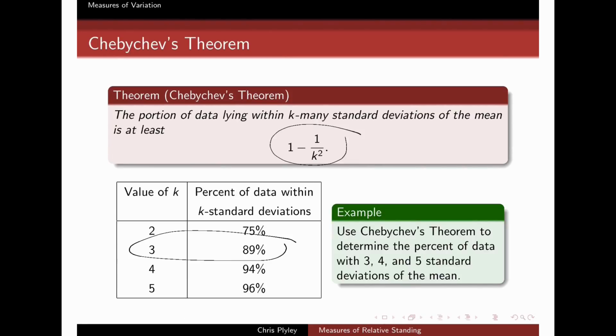I can go ahead and extend this to other percents too. If I plug in 3, 4, or 5, for example, Chebyshev will tell me that there's always 89% of my data within 3 standard deviations of the mean, 94% of my data within 4 standard deviations, and so on, and so on.